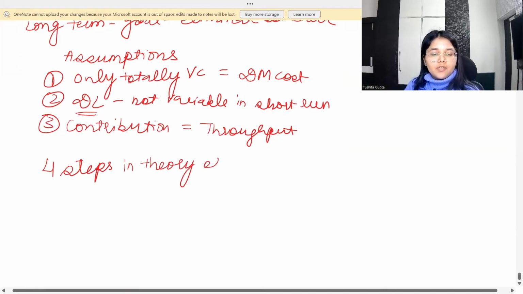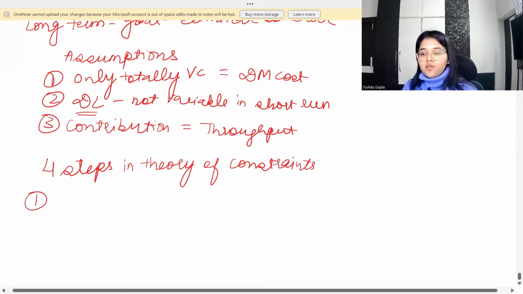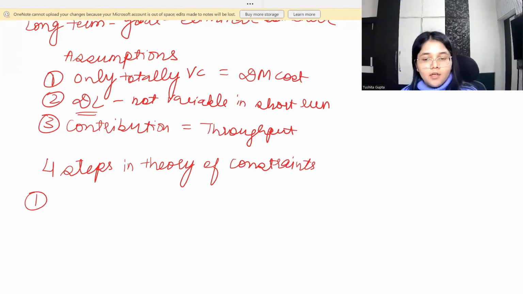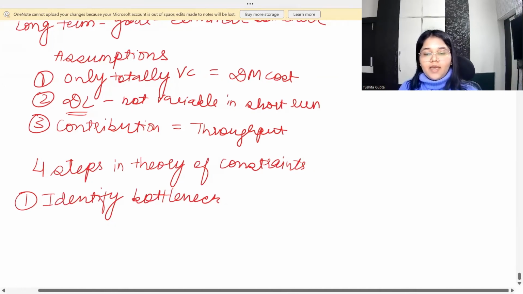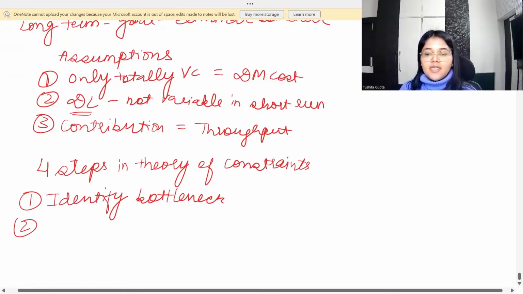In theory of constraints, what are these four steps? So basically, step one in this theory is that you identify the bottleneck. You should know which resource is the one that you have in a lesser quantity than you actually need. Then the second step in this process is that you decide how to exploit the bottlenecks.